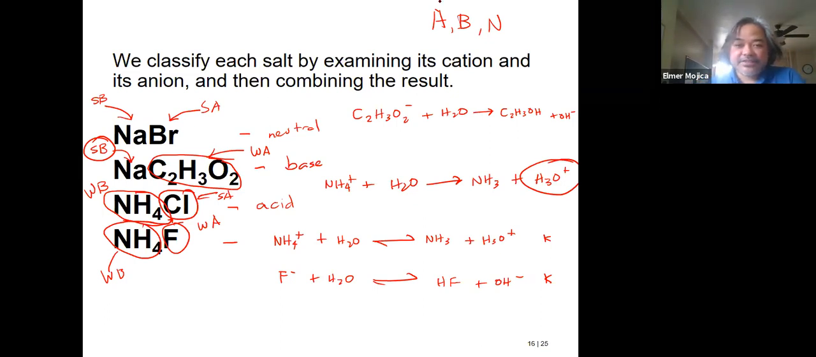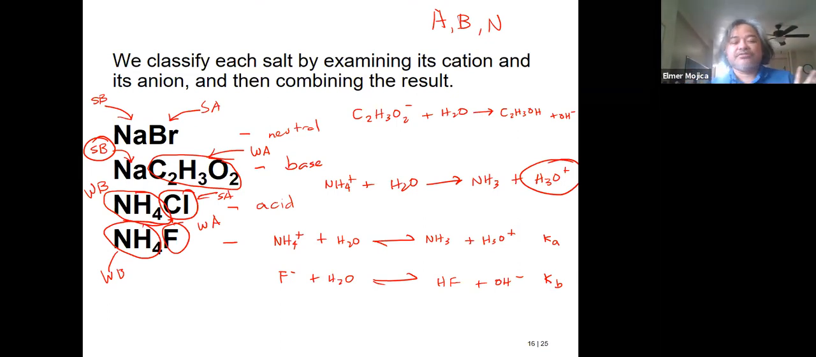So this one is, okay, since you produce an H3O plus there, that's a Ka. And this one, since you produce a hydroxide there, that's a Kb. That's the easiest way to remember them. Does that make sense?